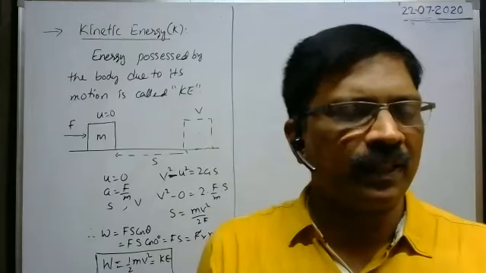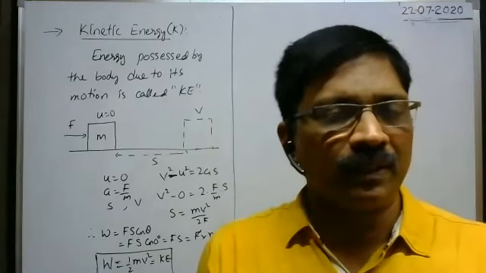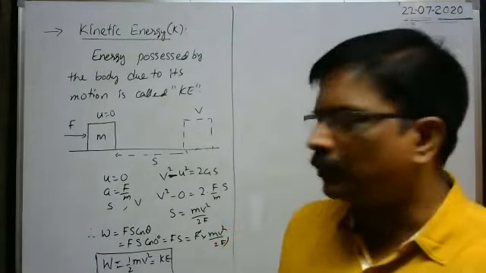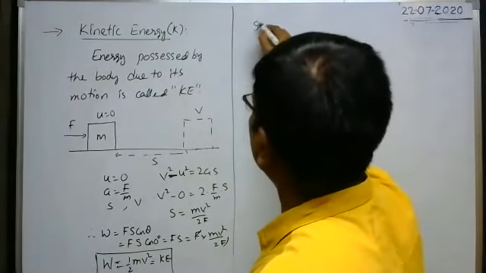Work done is measured in the SI system in joules. Work done is equal to, here you see, the SI unit.